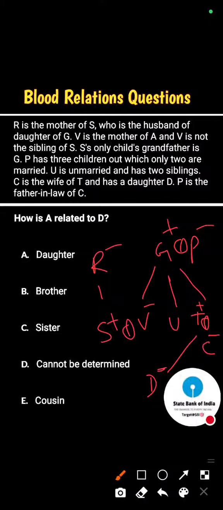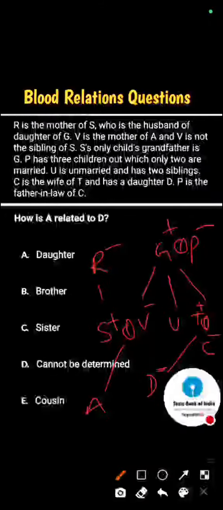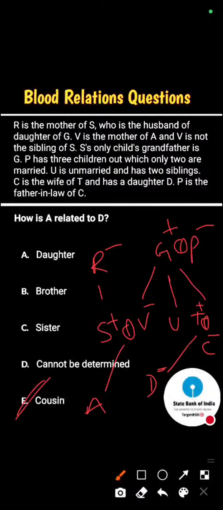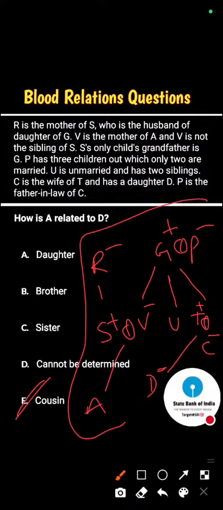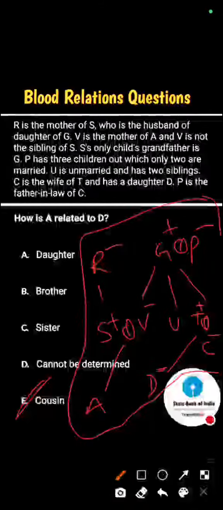So the first question says, what is A to D? A is the child of this one. So cousin. So the answer will be cousin. Option E is our answer. First of all, those who have not solved the question, please note this one. I am not going to make this relation again.